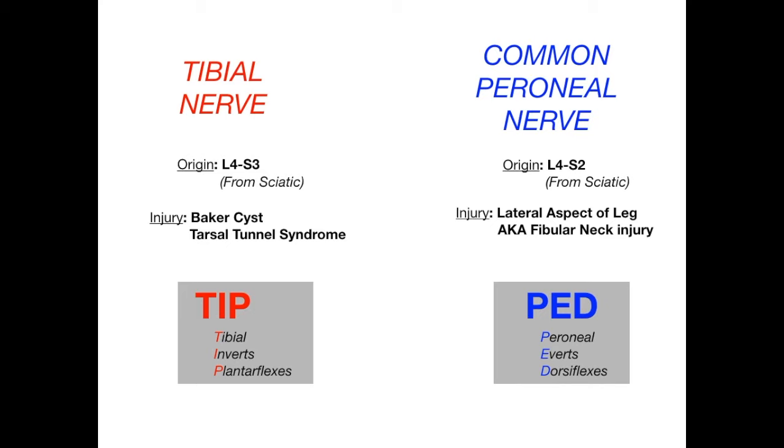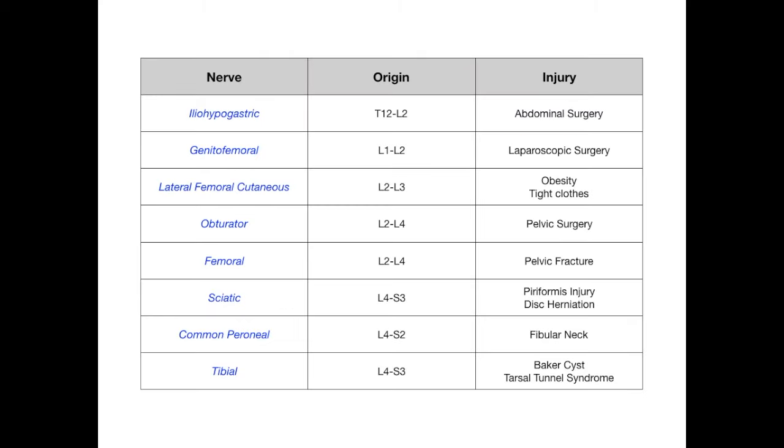So that's it. You guys are nerve masters. Here's a chart summarizing the origin and mechanism of injury for your studying pleasure. Again, just to quickly summarize, we talked about the iliohypogastric nerve, the genitofemoral nerve, the lateral femoral cutaneous nerve, the obturator nerve, the femoral nerve, giving off its very high-yield saphenous branch, the sciatic nerve, which courses down and splits into two major nerves, which are the common peroneal and the tibial nerve. You guys are now lower extremity nerve experts. I hope that this was helpful to you.